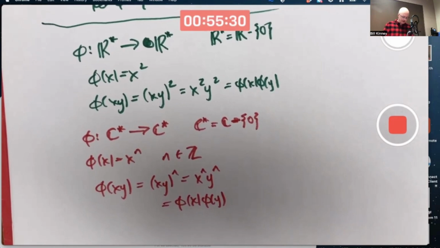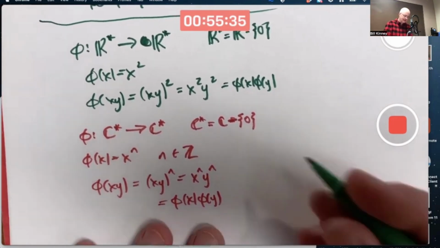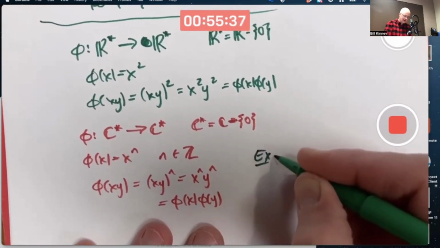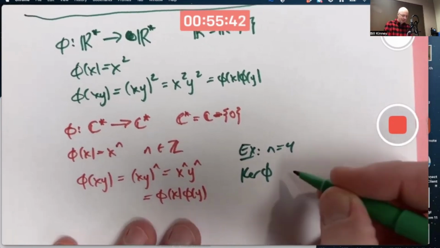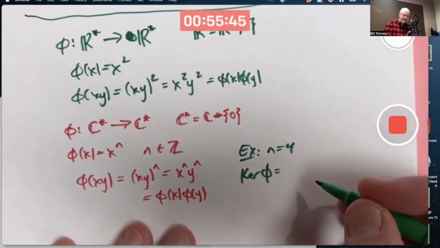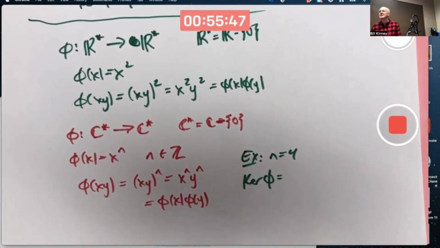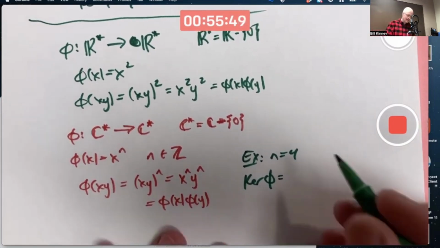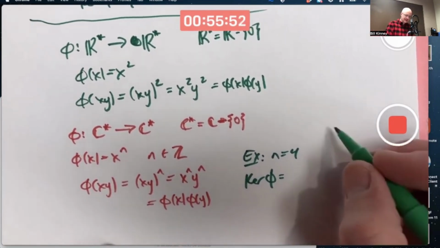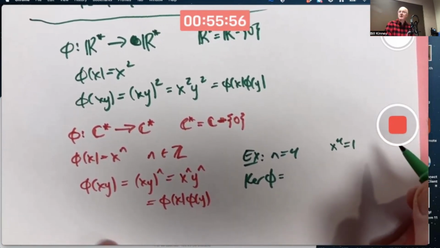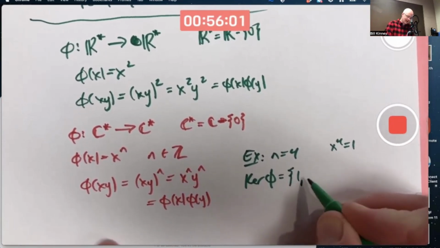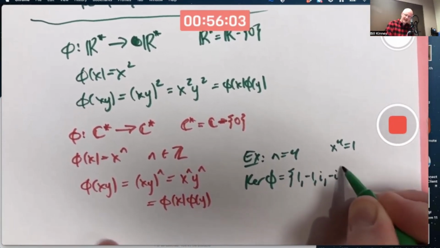And if, for example, n is 4, what's the kernel of this? It would be everything that maps to the identity. The identity is 1. We're looking for all solutions of x to the 4th equaling 1, which includes 1. It includes -1. It also includes i and negative i. The kernel is 1, -1, i, and negative i, right?